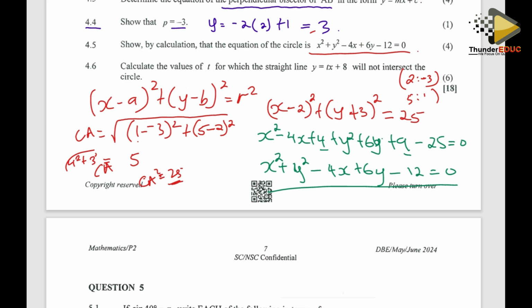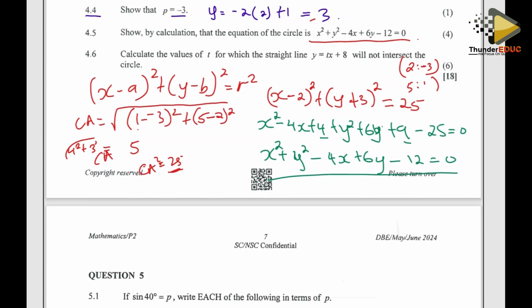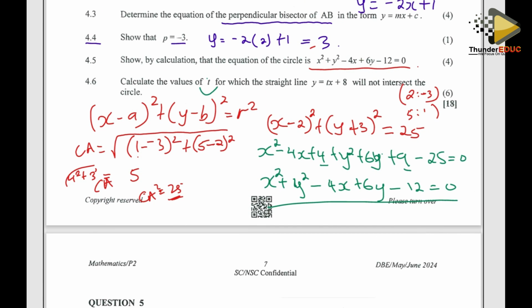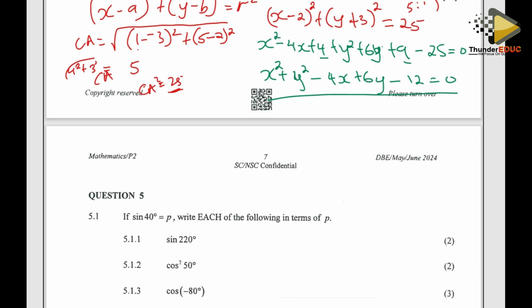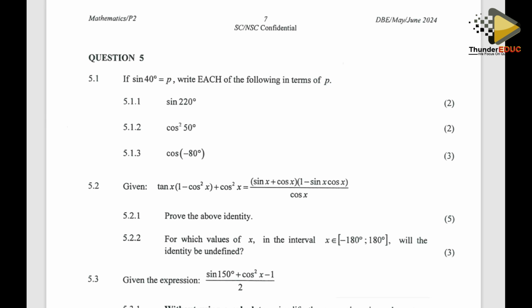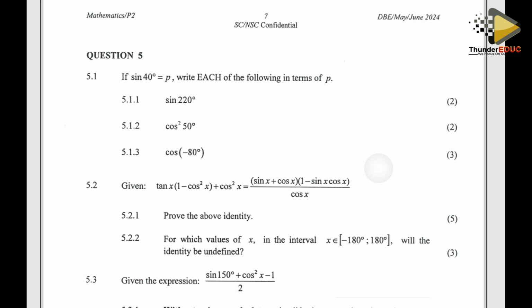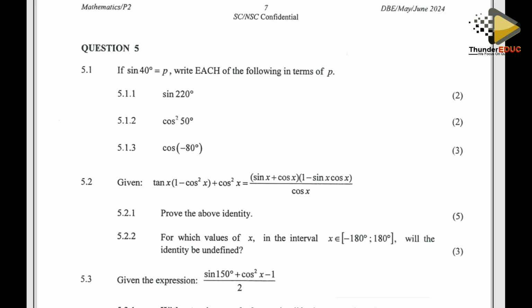Okay. Then 4.6, they're asking us to determine the values of t for which the straight line y = tx plus 8 will not intersect. Right, then question number 5, they're telling us that if sine of 40 is p, can we write each of the following in terms of p?